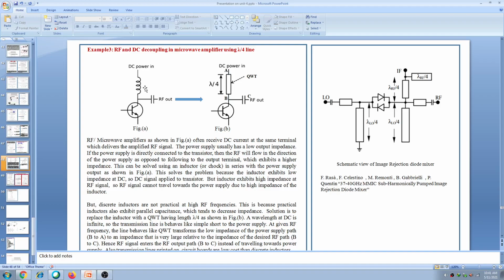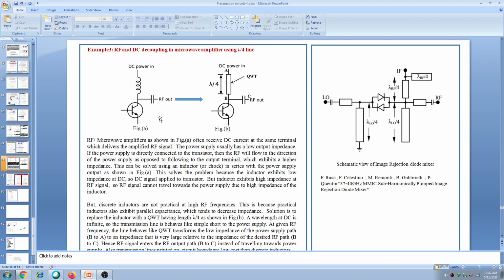So this inductor, this choke, is needed, but implementation of this inductor is very tough in the RF and microwave frequency range. As we studied in an earlier topic, the inductor behaves like a combination of capacitor, resistance and so on. So it is difficult to implement this inductor.